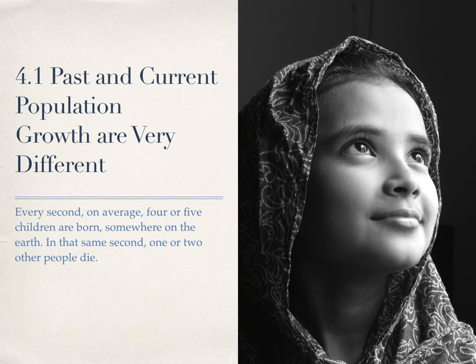Every second, on average, 4 or 5 children are born somewhere on the earth. In that same second, 1 or 2 other people die. This difference between births and deaths means a net gain of about 2.5 more humans per second on average in the world's population.